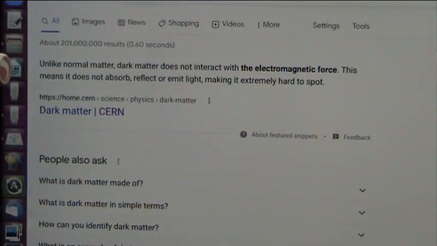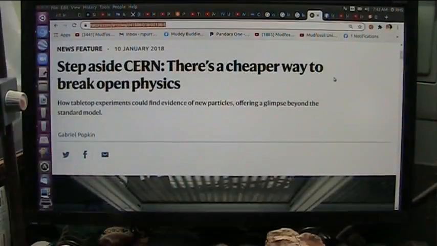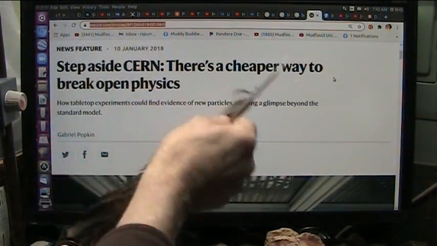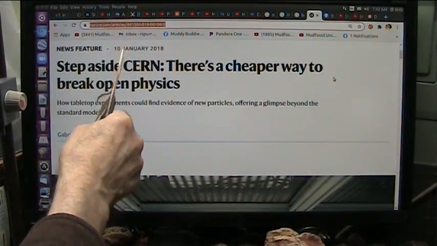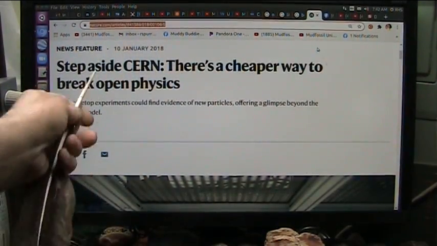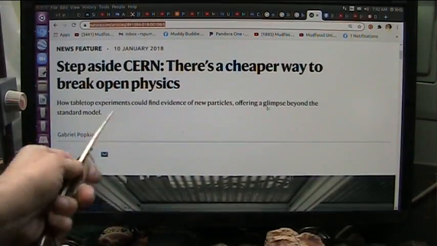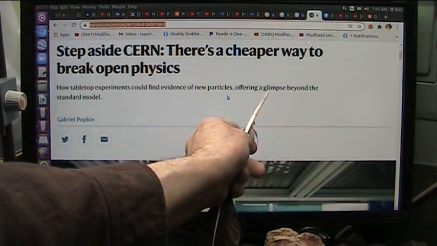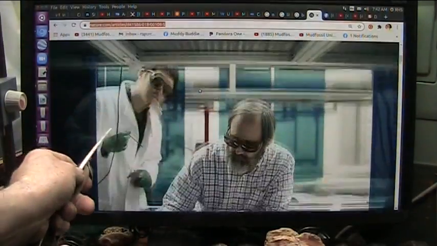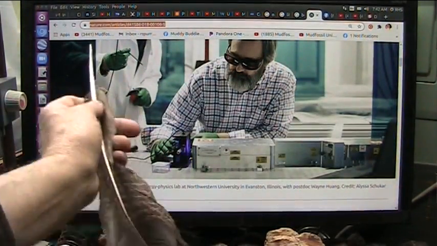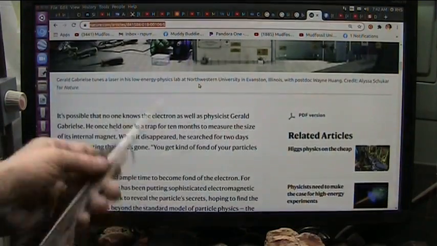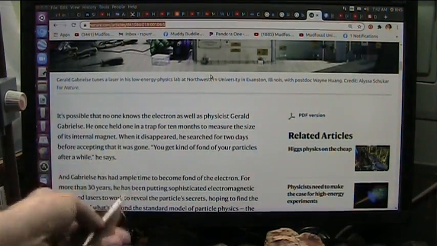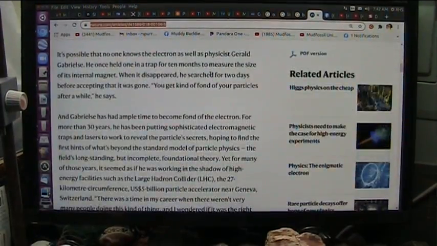Extremely hard to spot. Not in our experiments. Now, our experiments were tabletop experiments, and I sent this to all of these same people years ago, and back in 2018, they said, step aside, CERN. There's a cheaper way to do the things you're doing, and we can glimpse offering a beyond the standard model, exactly what we did. All we were using was little lasers and Venturi, and we covered all this.